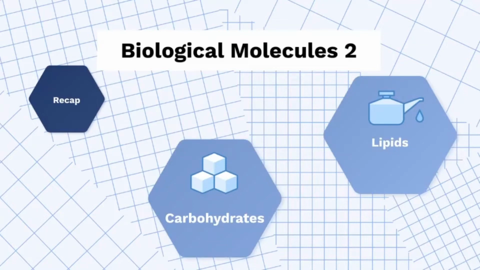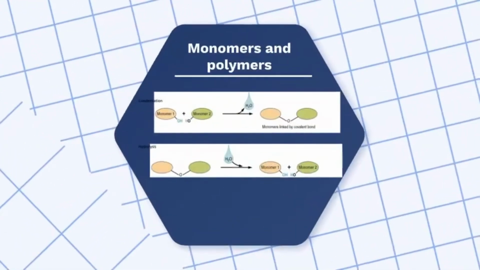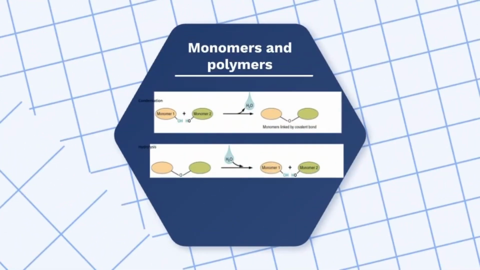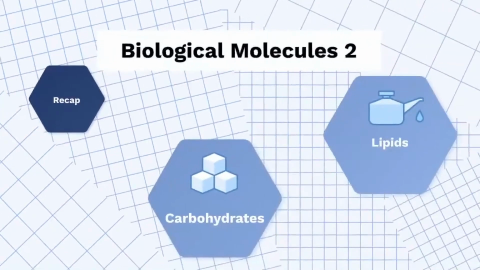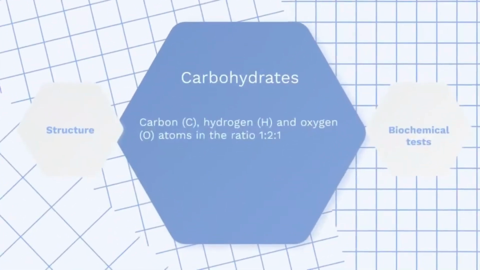As we learned in the previous lesson, polymers are made up of a combination of smaller molecules called monomers. One type of polymer are carbohydrates. So carbohydrates are made up of carbon, hydrogen and oxygen atoms, and these are in a ratio of 1 to 2 to 1. This means that for every carbon atom, there will be 2 hydrogen atoms and 1 oxygen atom.